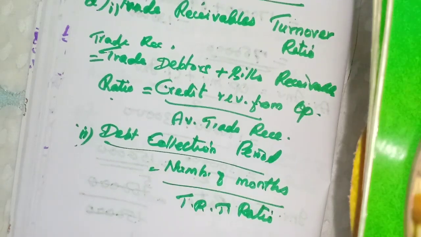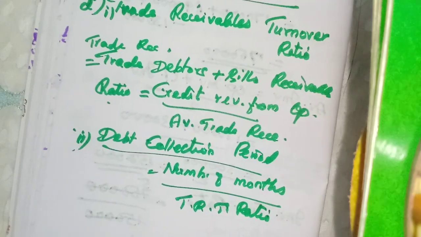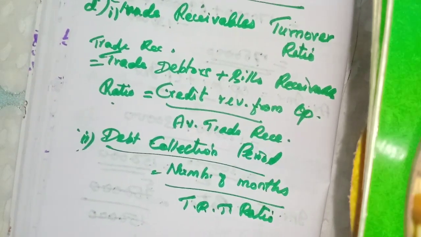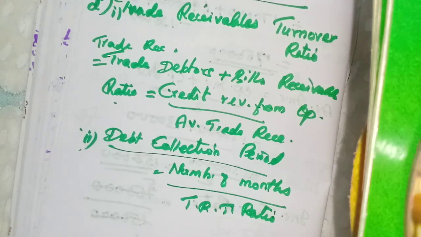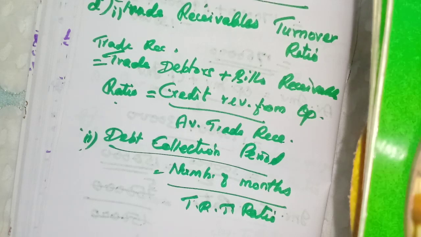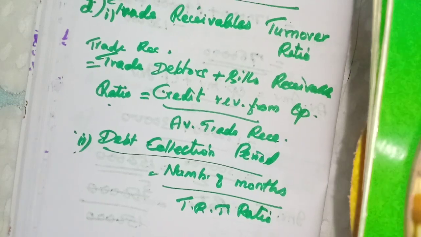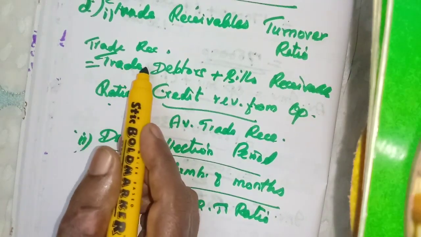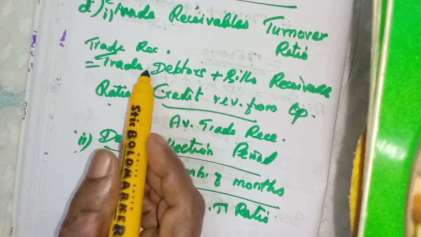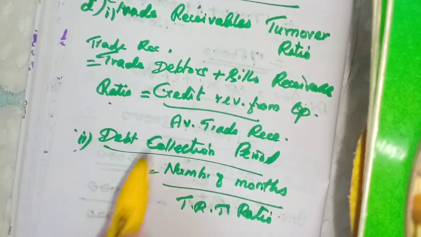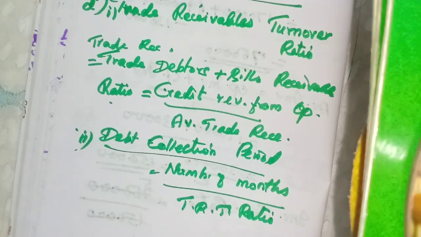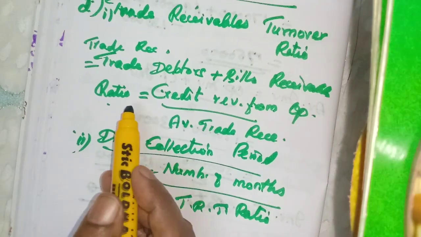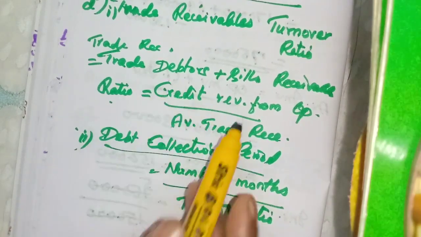Then shall we do the next problem? That one is the 8th, now the ninth one. The credit revenue from operation is given, debtors and bills receivable at the end of the accounting period given; calculate trade receivable turnover ratio and collection period. Here if they have not given opening trade debtors and bills receivable, then we can take the closing trade debtors and bills receivable, and we need not divide that by 2. If we take opening and closing, then only we need to divide by 2.